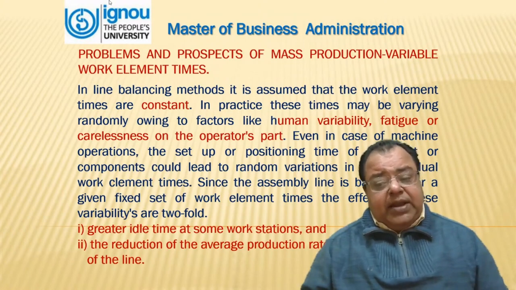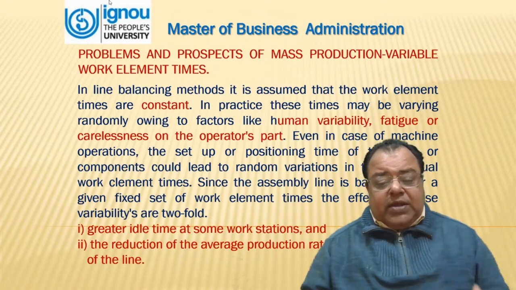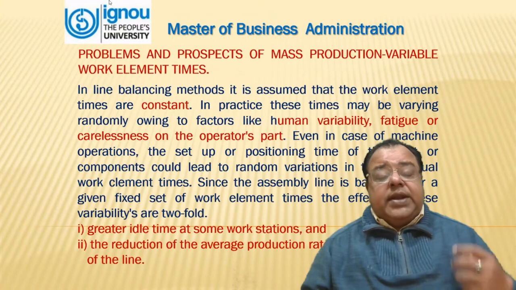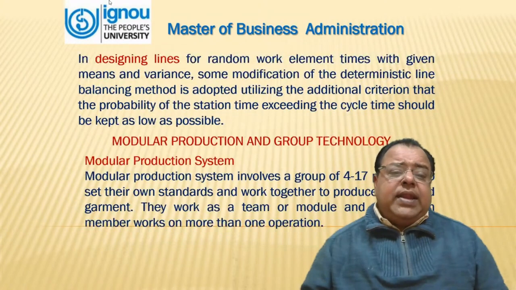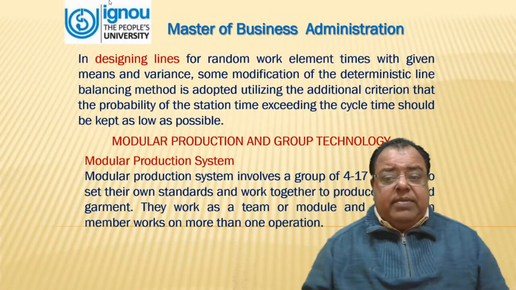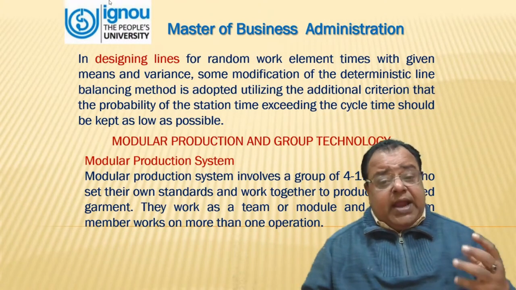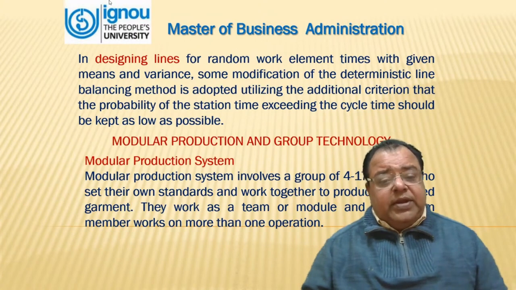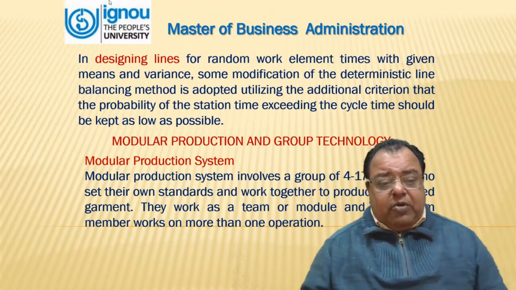Since the assembly line is balanced for a given fixed set of work element times, the effect of this variability is twofold. Number one, greater idle time at workstations, and number two, a reduction of the average production rate on the line. In designing lines for random work element times with given mean and variance, some modification of the deterministic idle time balancing method is adopted, utilizing the additional criterion that the probability of the station time exceeding the cycle time should be kept as low as possible.